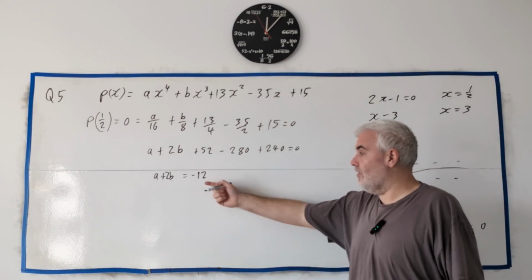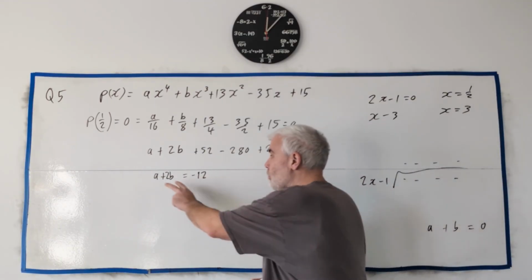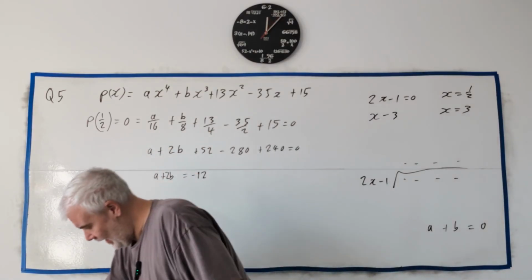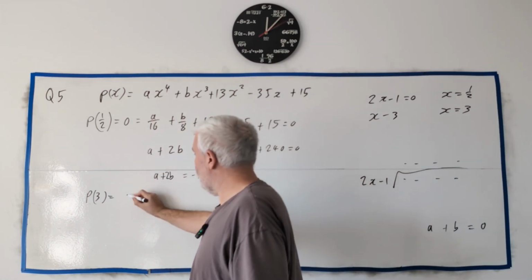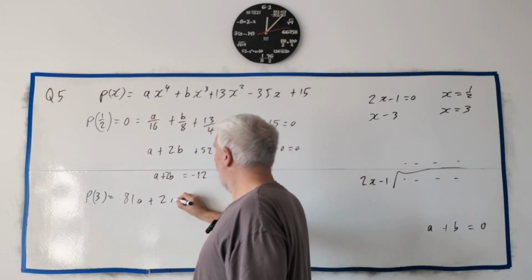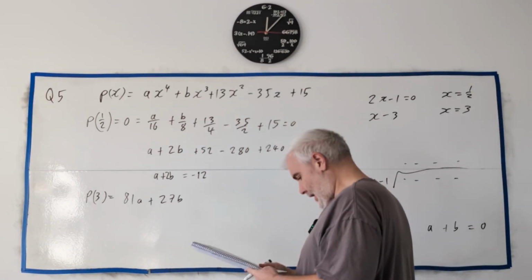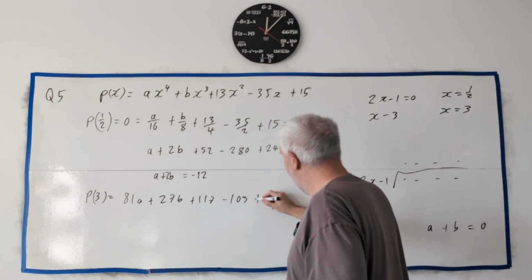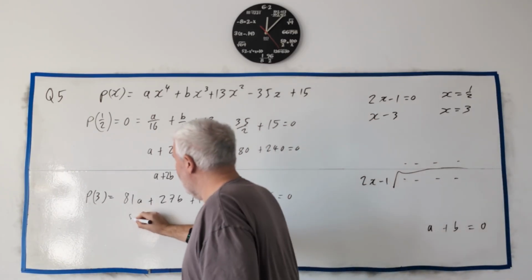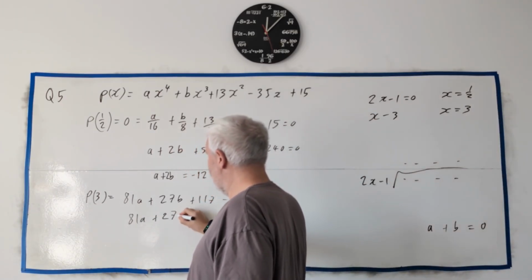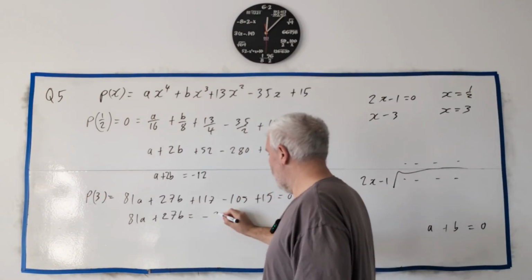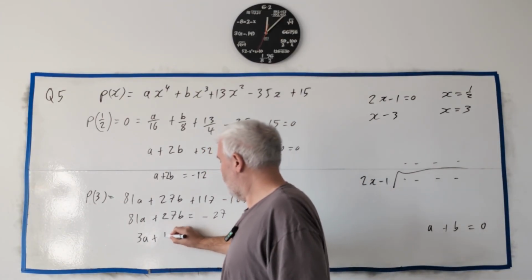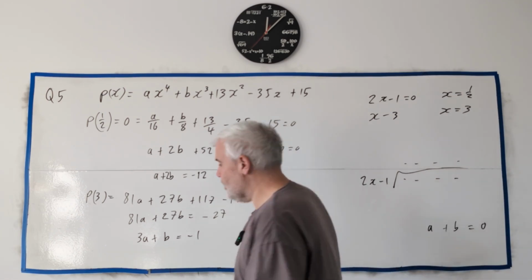So that's one of our clues giving us this equation, an equation with two unknowns. We put the second one in, we get P of 3. Again, I'll use my notes. 3 to the power 4 is 81A plus 27B, plus 117 minus 105 plus 15 equals 0. Clean this up, we get 81A plus 27B is equal to minus 27. Clean it up more, 27 goes into everyone. We get 3A plus B is equal to minus 1.